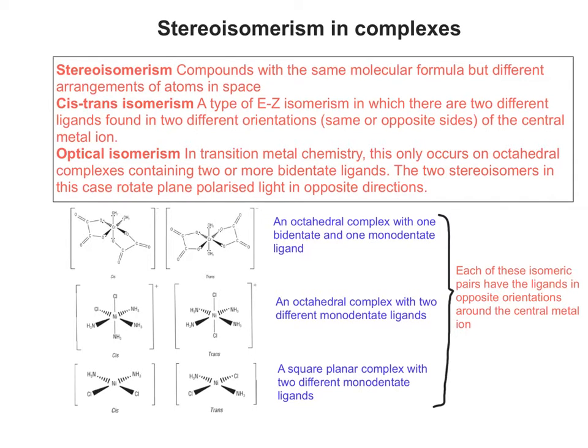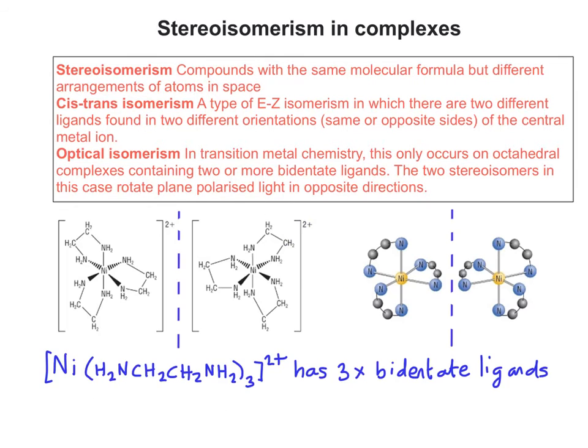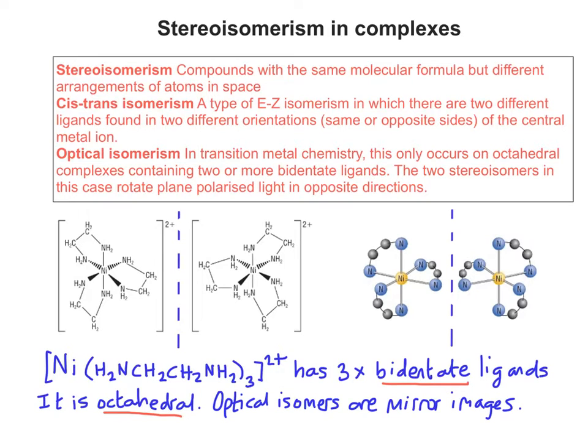So let's now look at an example of optical isomerism. This complex has a central metal ion, nickel 2+, with 3 neutral bidentate ligands. And it's octahedral. If you look at it closely, you'll see that the 2 optical isomers are actually mirror images of each other. This is the way you can tell if you've got optical isomerism in a complex.